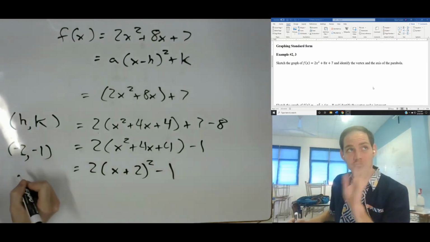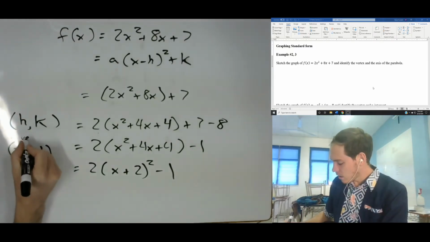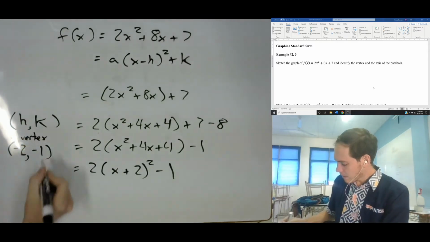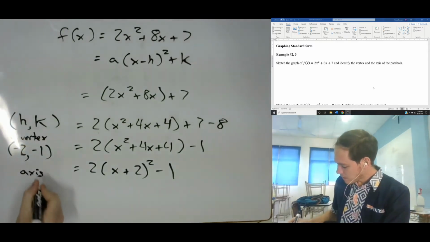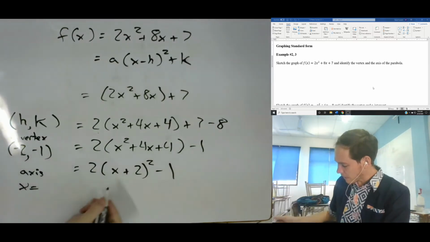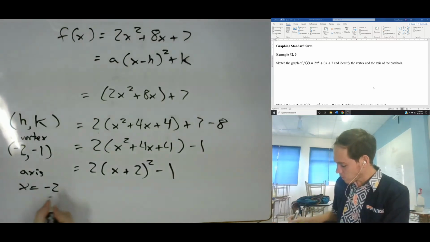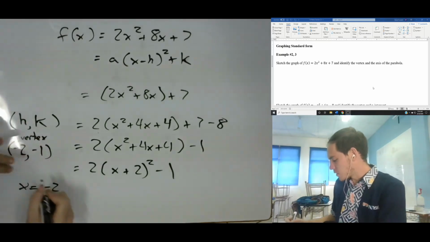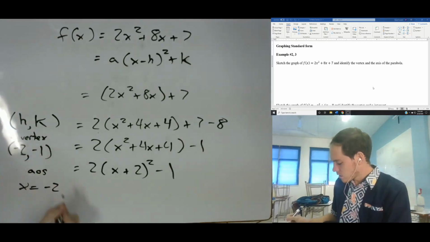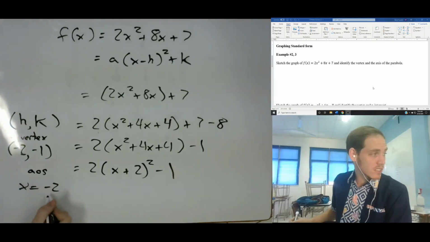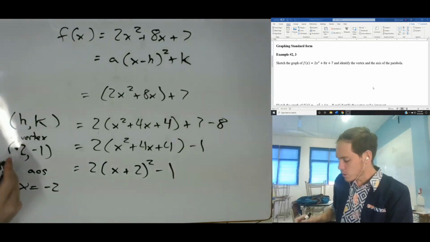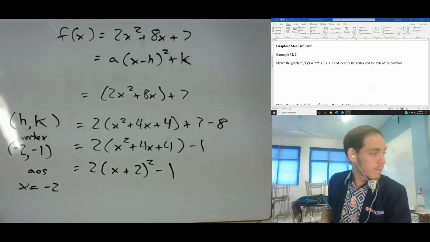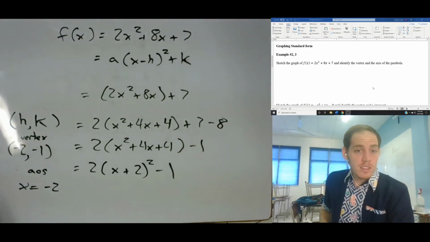So that's our vertex, and axis is going to be x equals h. Well, h is negative 2. So axis of symmetry is going... I like to call the axis of symmetry our AOS. So our AOS is x equals negative 2. Okay, vertex is negative 2 comma negative 1. So that is how you do that.